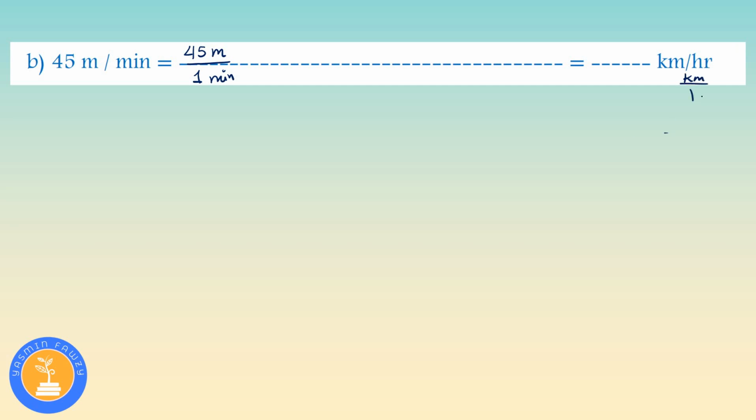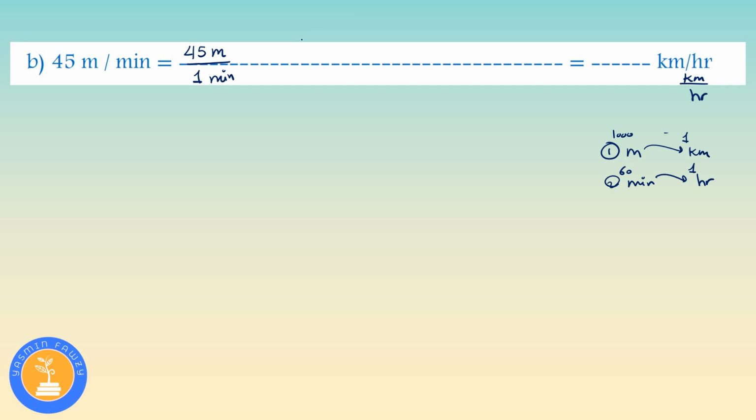Kilometer per hour. So how many conversion factors will I need? Well, first of all, I want to convert the meter to kilometer. This is the first conversion factor. Another one: yes, I want to convert the minute to hour. Okay, so I have two conversion factors this time. Meter to kilometer, I know that 1 kilometer equals 1000 meters. And I know that 1 hour is equal to 60 minutes.